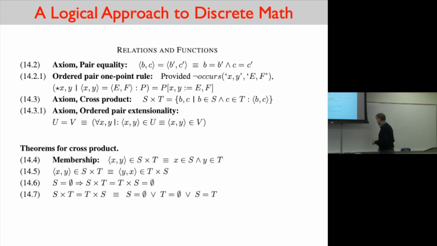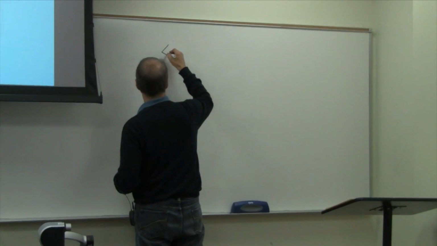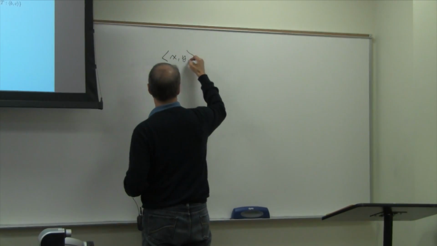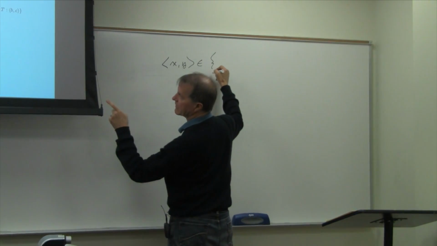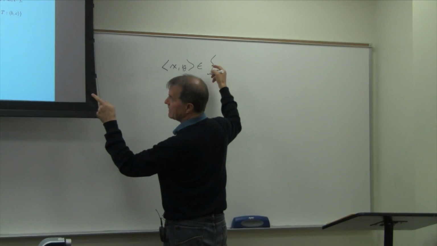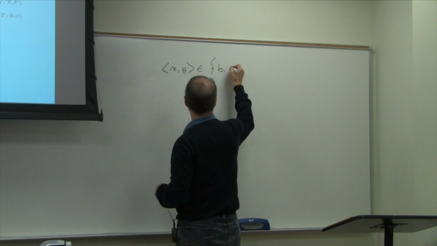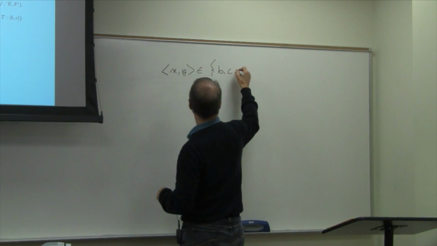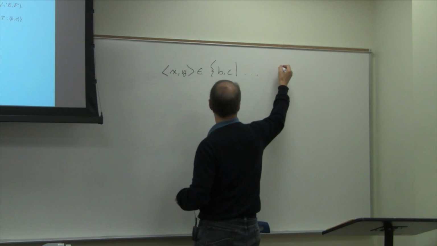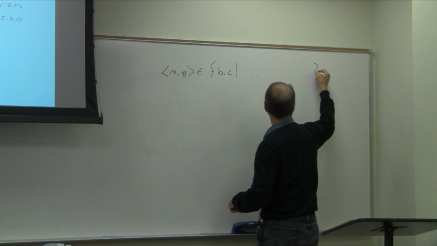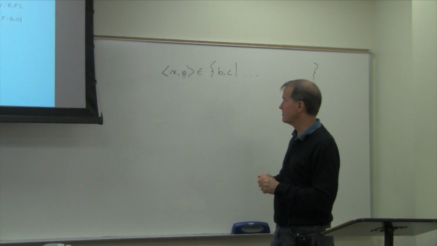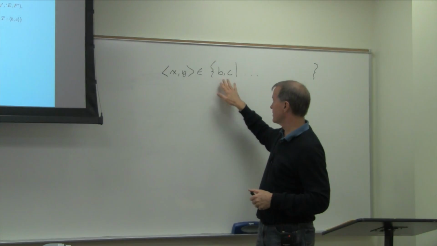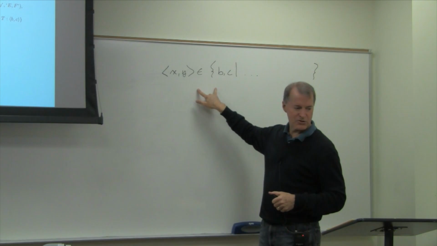So now what you get is something like this. You get that (x,y) is an element of this set, only instead of having a set over just B, you have a set over B, C, and then range and so on, right? Is everybody with me on this? This is what you're going to get: (x,y) as an element of this set. Now here's what you need to do.